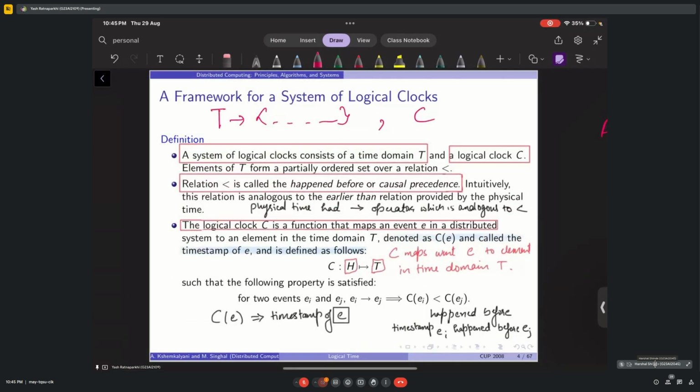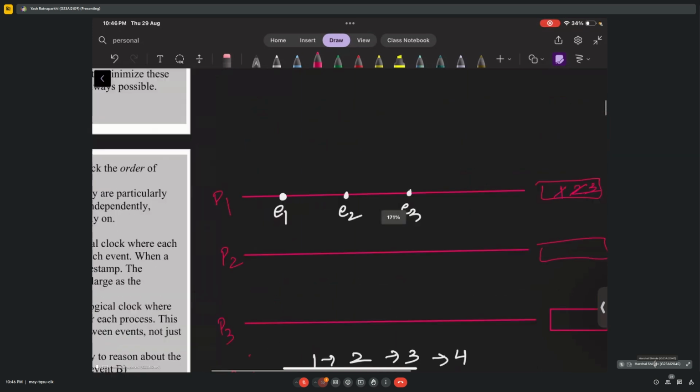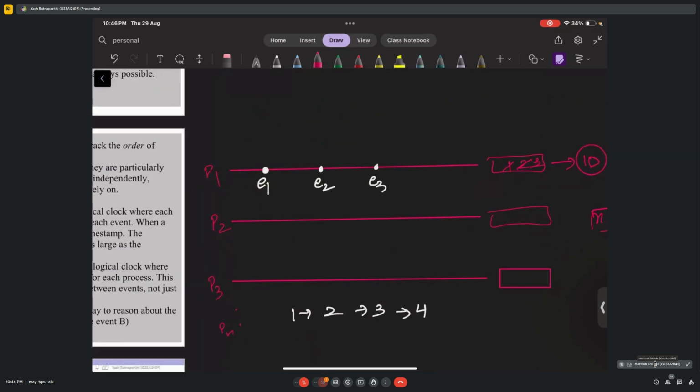One more thing. Now, what is this C in itself? C is a function. And what this function is doing is mapping an event in a distributed system to an element in the time domain. Why am I saying this? If you see this graph, this E1 has an associated timestamp, right? The timestamp is that it occurred at time unit 1.